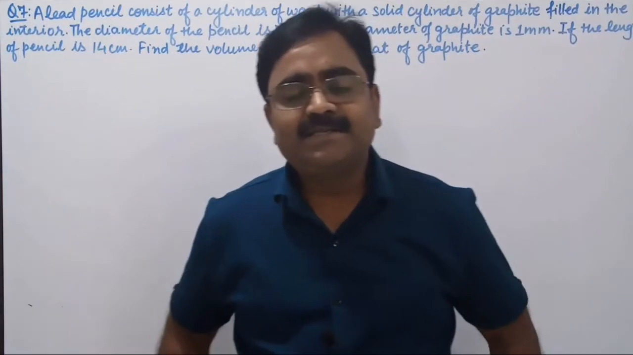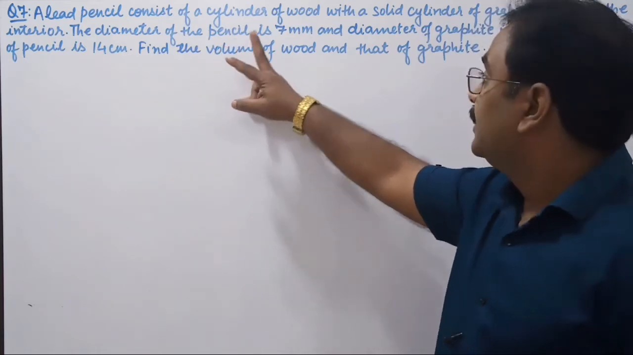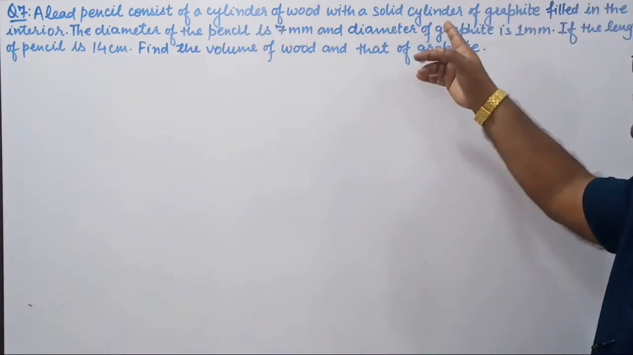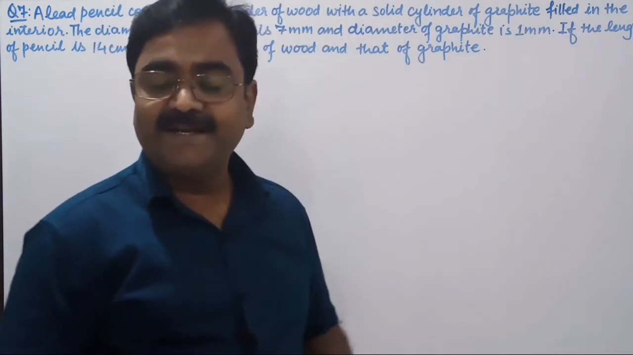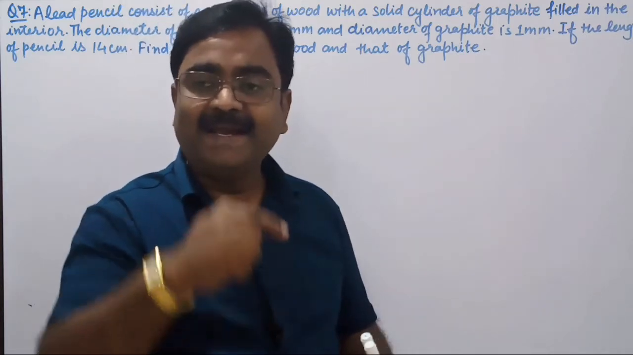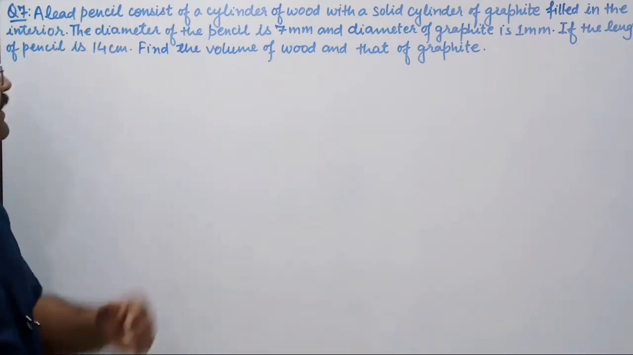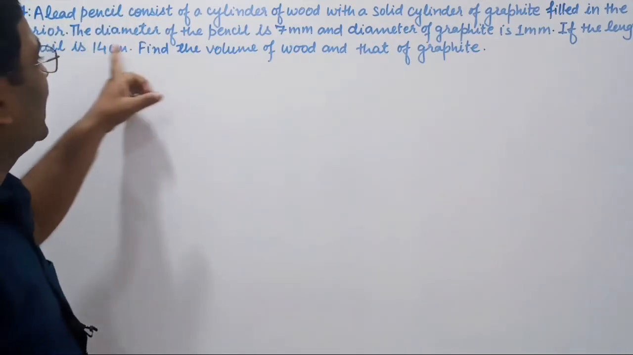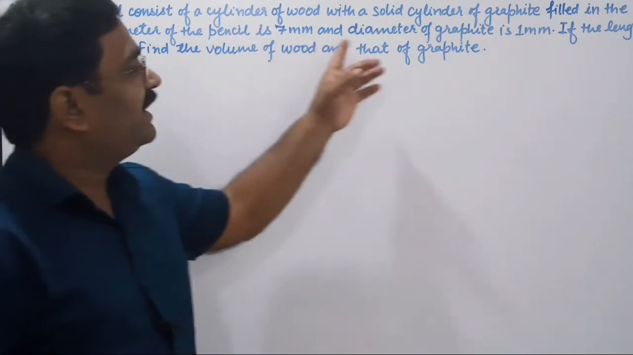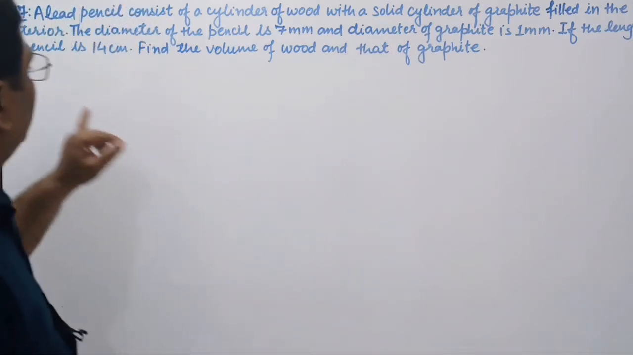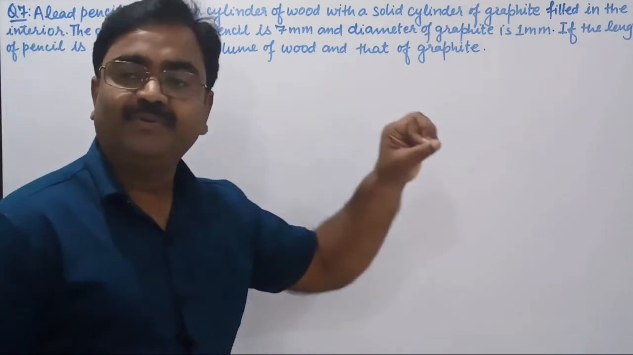Okay, dear friends, let's see question number 7. In this it is given that a lead pencil consists of a cylinder of wood with a solid cylinder of graphite. You know that in the pencil there is a wooden part and inside it there is a graphite part filled in the interior. The diameter of the whole pencil is 7 millimeter and the diameter of the graphite is 1 millimeter. If the length of the pencil is 14 centimeter, find the volume of wood and that of graphite.